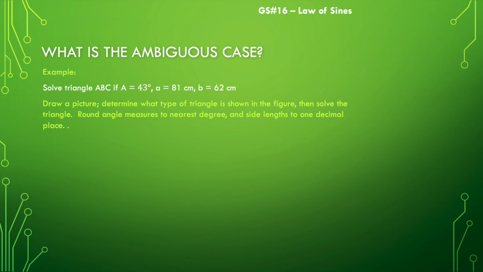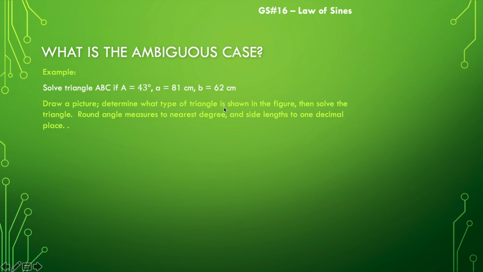We're given triangle ABC where the measure of angle A is 43 degrees, side a is 81 centimeters, and side b is 62 centimeters. What we want to do with this is draw a picture, determine what kind of triangle is shown, and then solve the triangle. We're going to round our angle measures to the nearest degree and our side lengths to 1 decimal place.